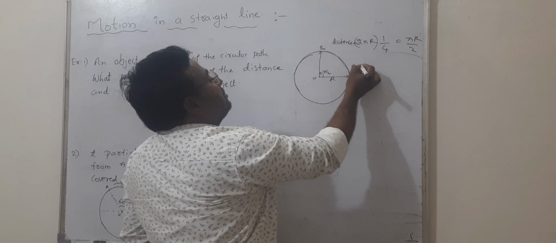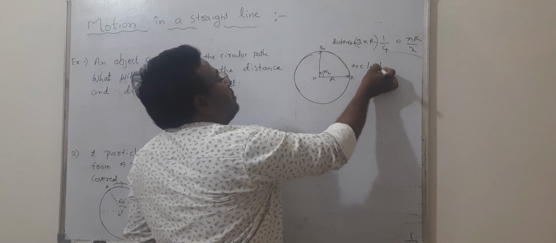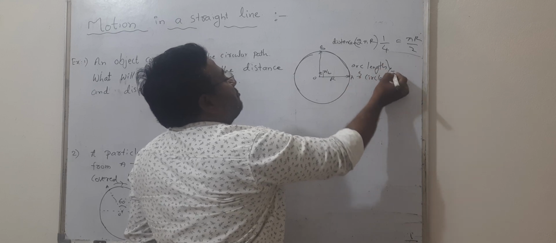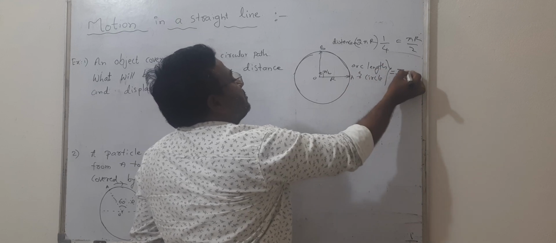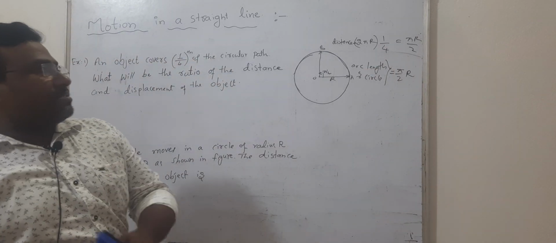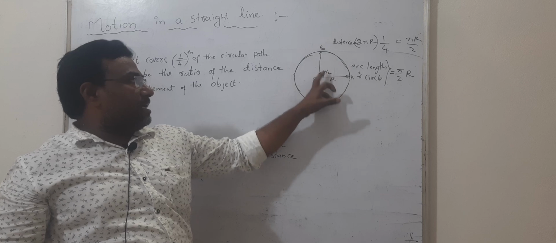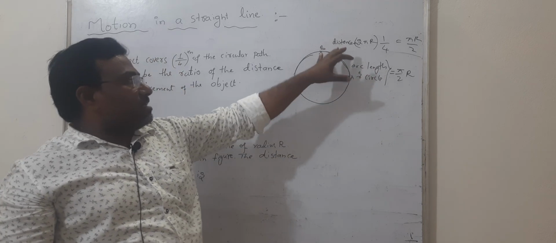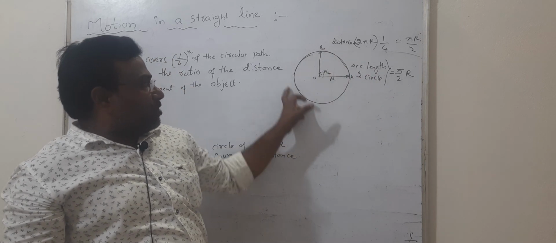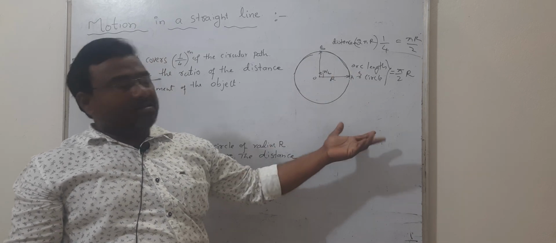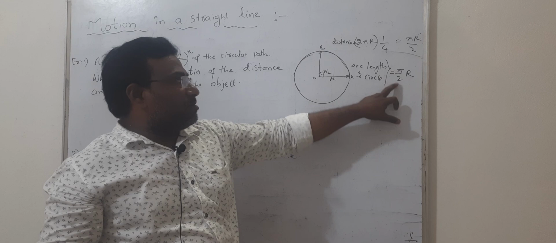There is a formula for the arc length of a circle. Arc length of a circle is given by angle into radius. So here, if this is AB, the actual arc length is angle into radius. Like that for the circumference also, the total angle is 2 pi, so 2 pi r is the total length. So this is the distance, pi by 2 r.